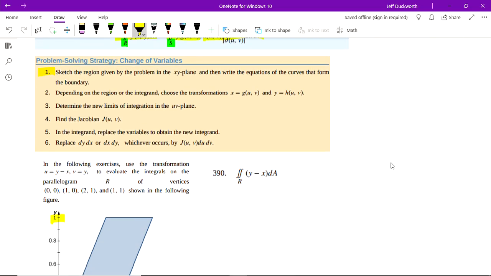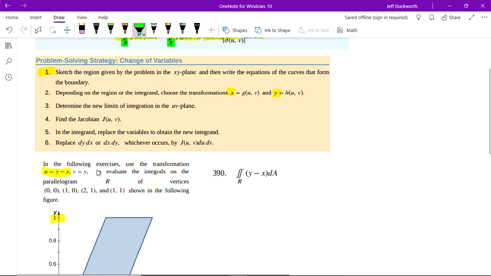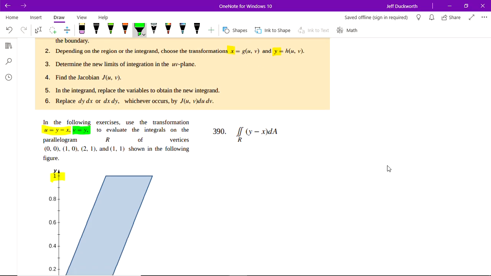Depending upon the region of the integrand, choose a transformation for x and y. Well, those are given. So our transformation: we're going to be using u as y minus x, and v is equal to y. So our transformation has been given. Our next step is number 3: we need to determine the new limits of integration in the UV plane.